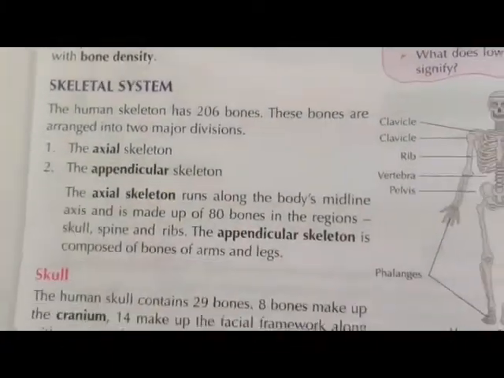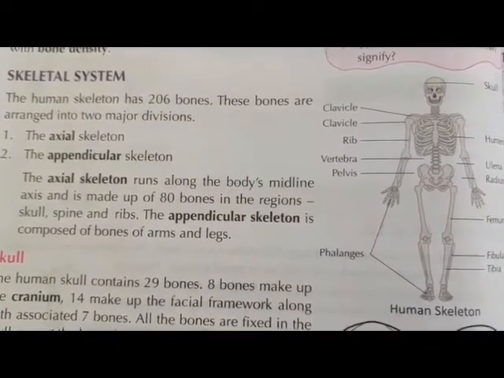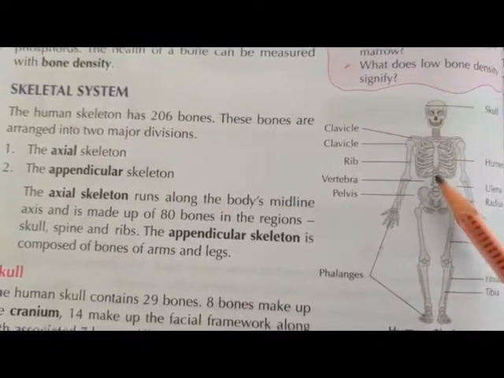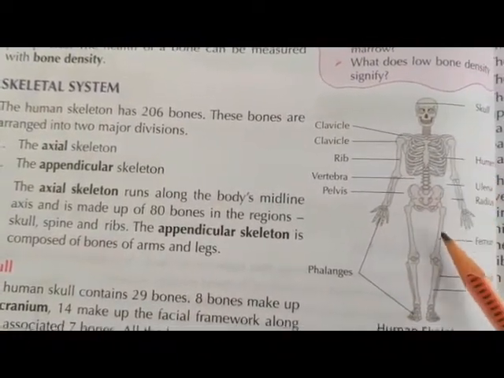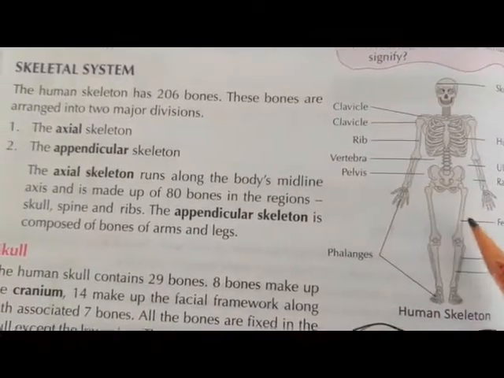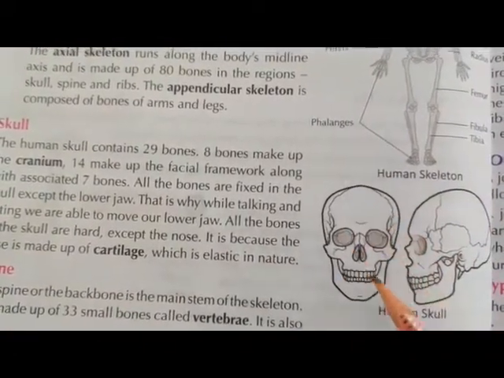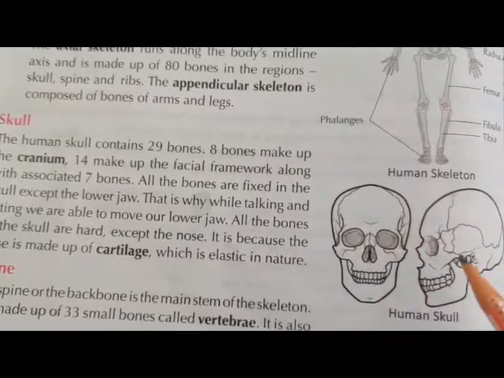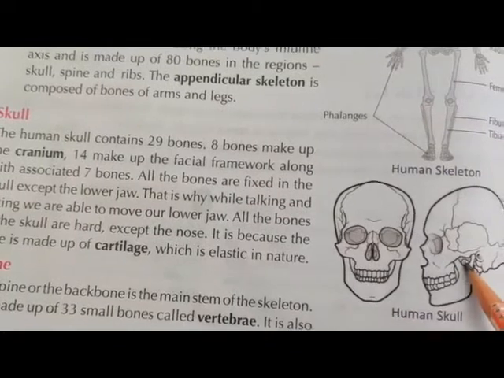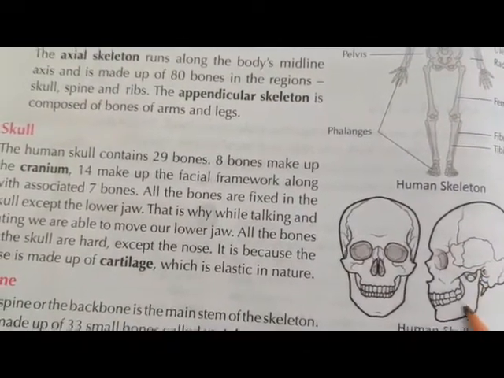Next is the skeletal system. As we have studied, the arrangement of the bones is collectively known as the skeletal system. This is our skull part, these are ribs, these are forelimbs, and these are hind limbs. Starting from the skull, the upper part is how our skull looks, and it is the fixed part, while only the jaw is the moving part. While we talk or eat, this part moves.